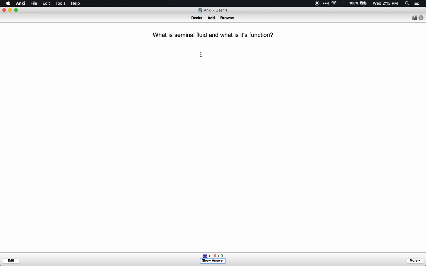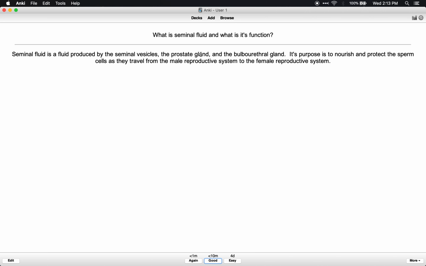Seminal fluid. Oh, so they all do it. Produced by the seminal vesicles, prostate gland, and bulbourethral gland, and it nourishes and protects the sperm.